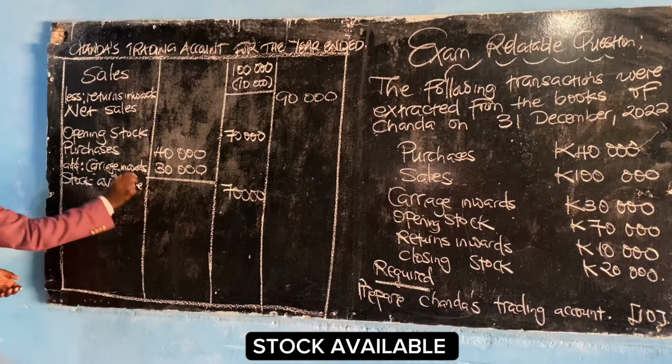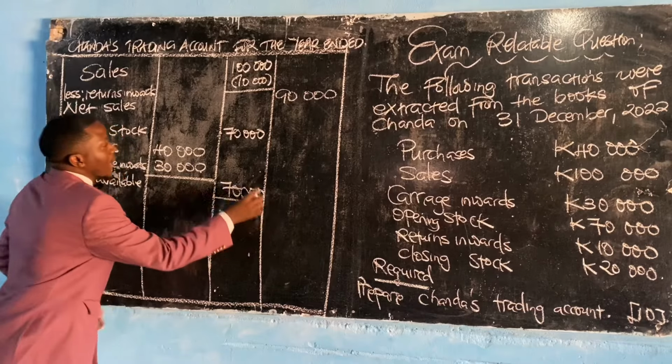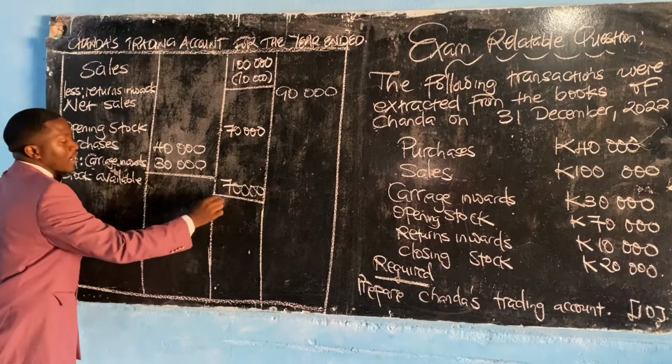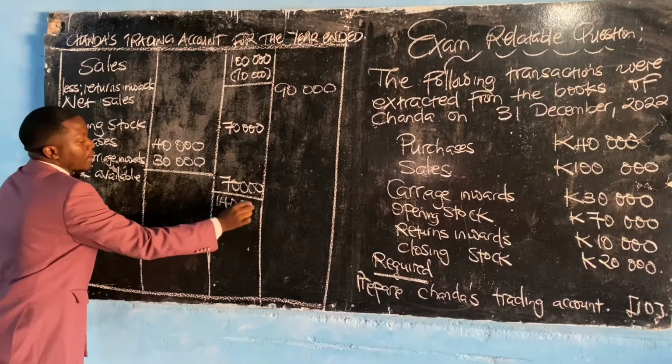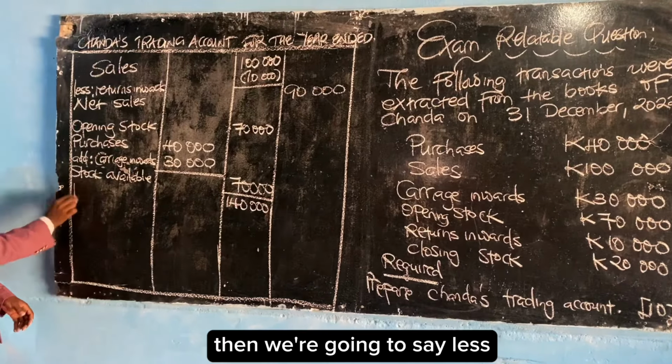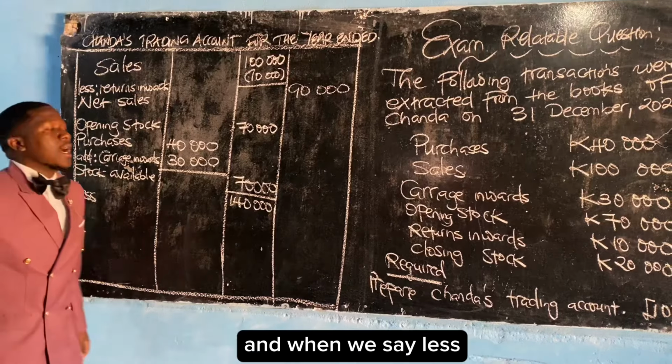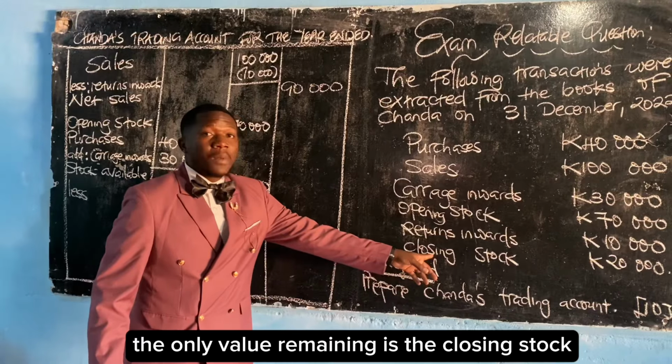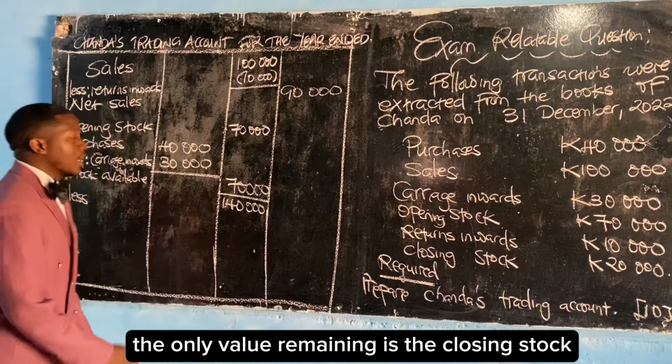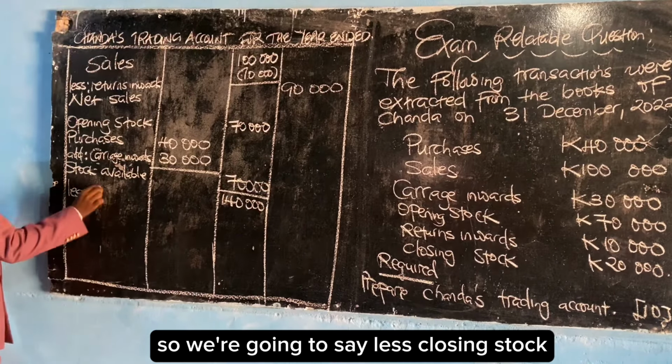Stock available. And then we're going to add 70 plus 70. This is going to give us 140,000. Then we're going to say less. And when we say less, the only value remaining is the closing stock. So we're going to say less closing stock.